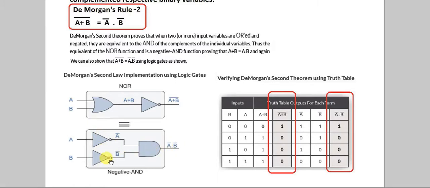So A and B complemented variables are fed into the AND gate. So A complement dot B complement, we get the outcome. Now let's show that the output of both, if we give the same values, like if A is 1 and B is 1, and similarly if A is 0 and B is 1, same values are given to both, whether we get the same result or not.